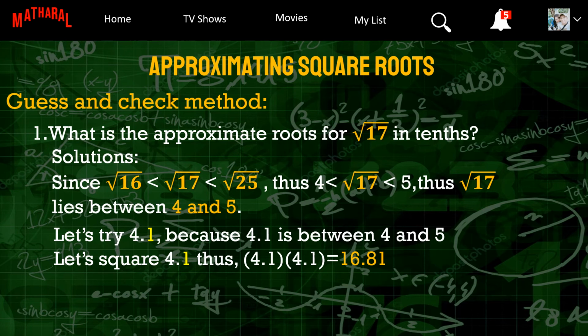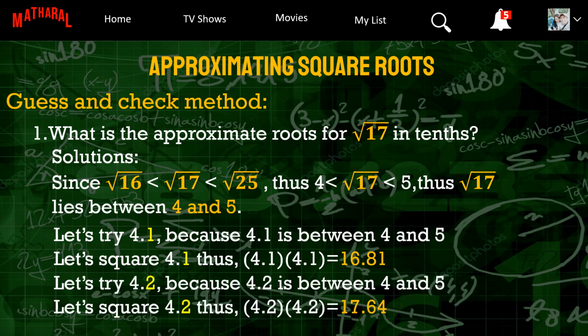Then let's square 4.1. That's 4.1 times 4.1, which is 16.81. That's close to 17, but we can still try again. Let's try 4.2, because 4.2 is also between 4 and 5. Then let's square 4.2. 4.2 times 4.2 is 17.64. As you can see, 16.81 is fairly close to 17, but 17.64 is farther away.